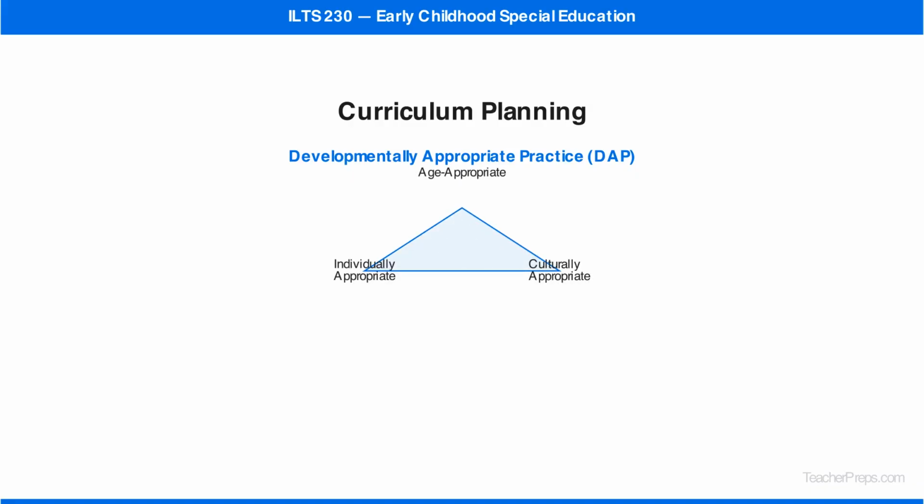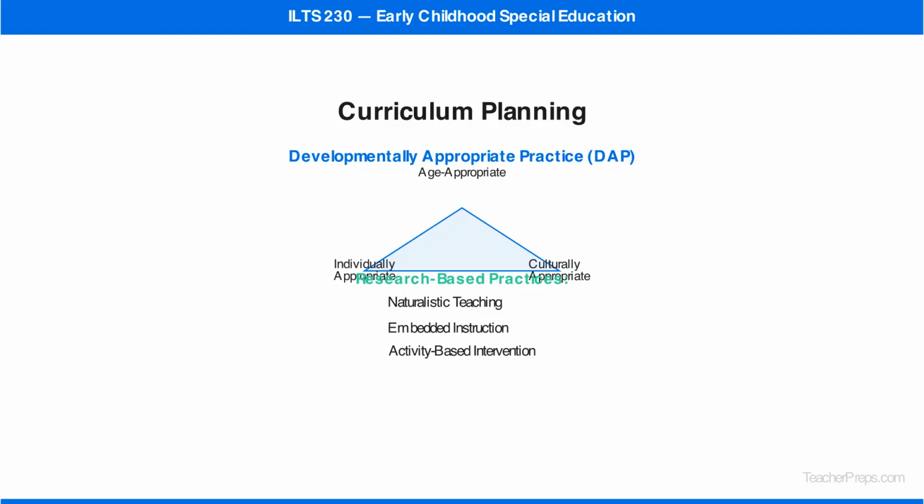Developmentally appropriate practice, or DAP, is the foundation. DAP means instruction that is age-appropriate, individually appropriate, and culturally appropriate. The curriculum should address both developmental domains like cognitive and motor skills and functional or adaptive skills like self-care, communication, and social interaction. Research-based practices are essential. Look for strategies backed by evidence, such as naturalistic teaching, embedded instruction, and activity-based intervention.